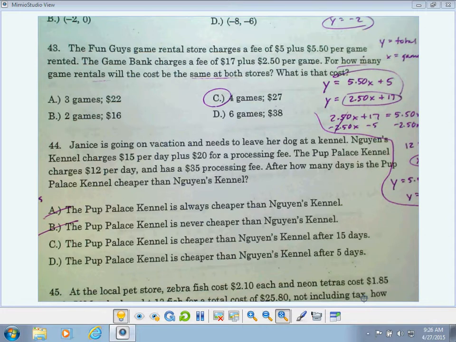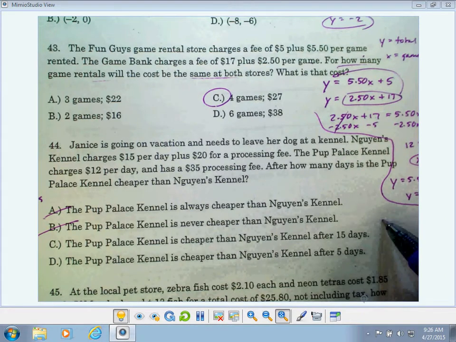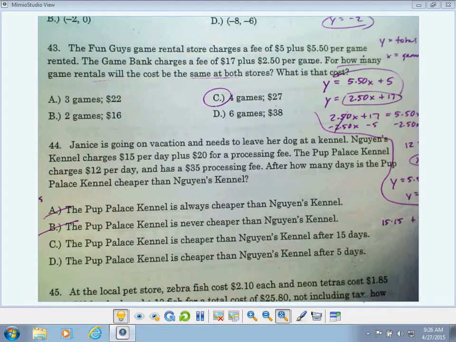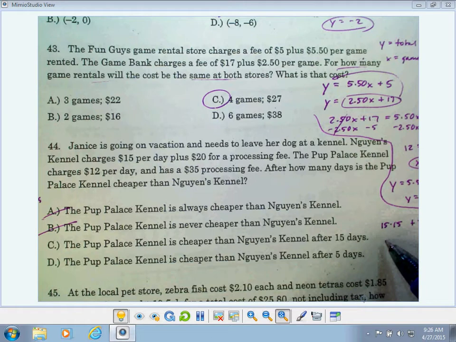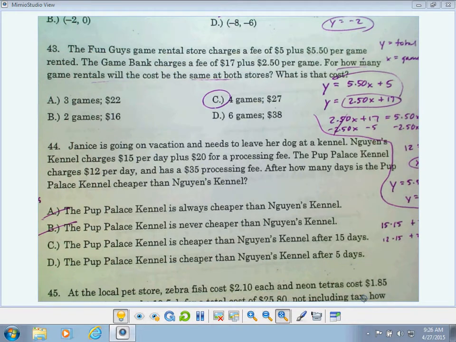So let's try 15 days. Well, the first place would be 15 times 15 plus 20. And the other one would be 12 times 15 plus 35. So you can work those out very quickly if you want. We could have written an equation for this, but this is sort of using the multiple choice to our advantage.